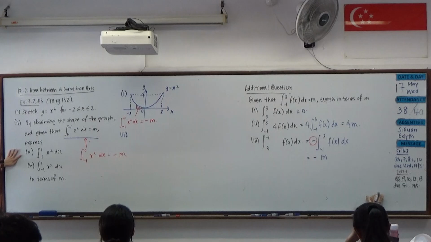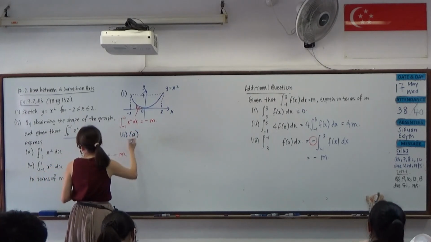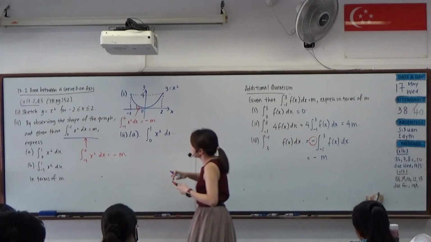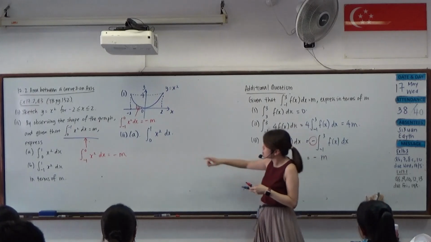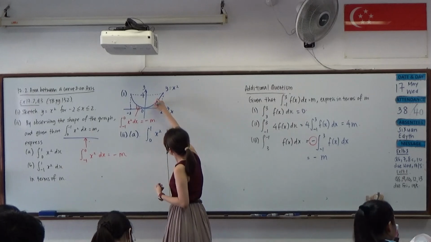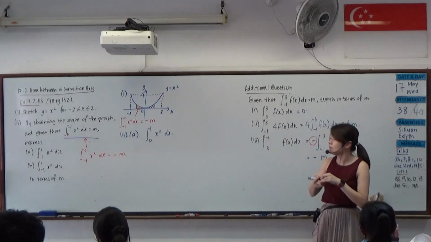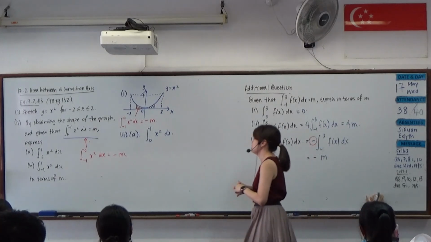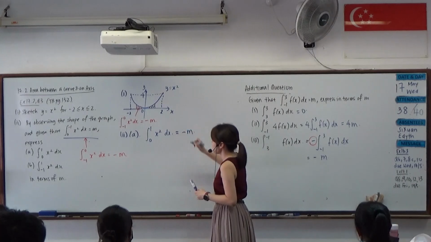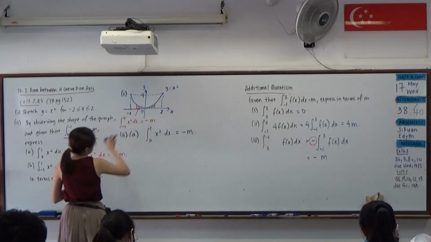Okay. So in part A, to find the integral in terms of m for 0 to 1 itself, which will be this area, and knowing that our quadratic curves are symmetrical, that will mean that it will be equals to negative m, since this area must be the same as this area.